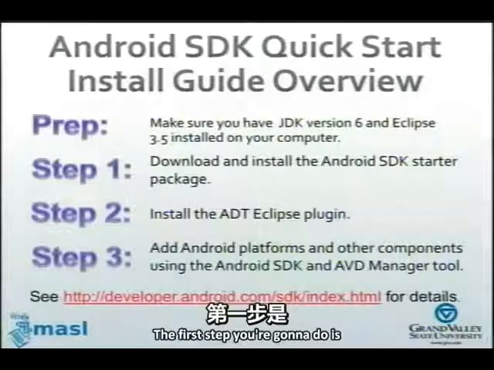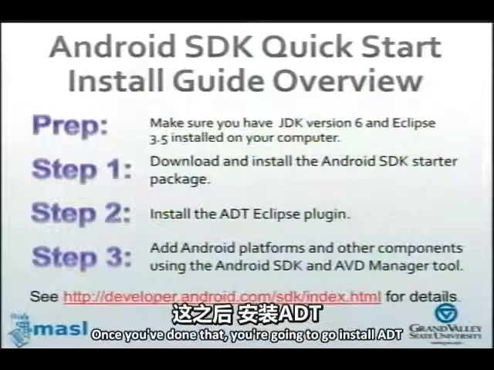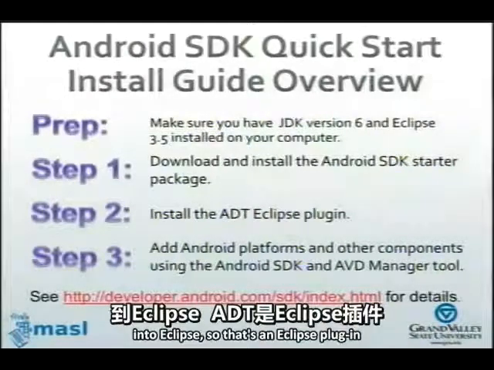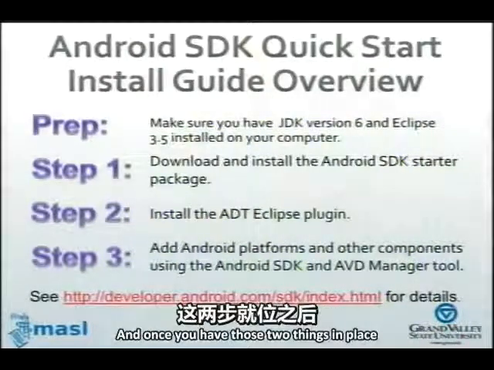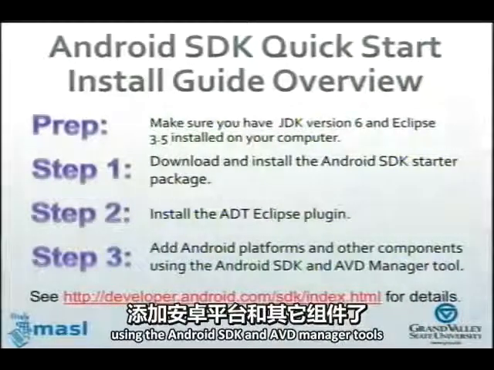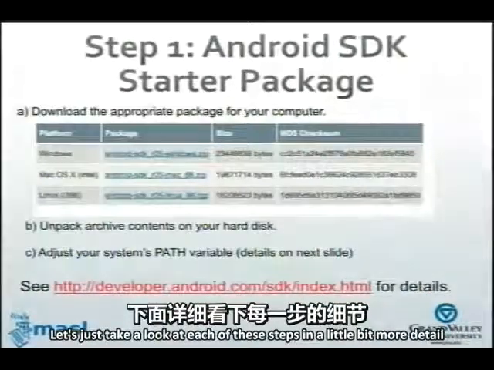The first step you're going to do is download and install the Android SDK starter package. Once you've done that, you're going to go and install ADT, Android Developer Tools, into Eclipse. So that's an Eclipse plugin. And then once you have those 2 things in place, you can go and add the Android platforms and other components using the Android SDK and AVD Manager tool. So let's just take a look at each of these steps in a little bit more detail.